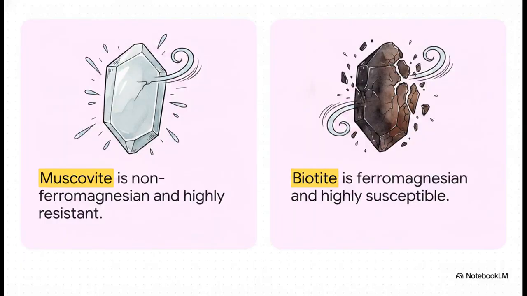But hey, it isn't just structural density that matters here. Chemical composition radically changes how vulnerable a mineral is to the elements. Let's compare two of those layered phyllosilicates, the micas. Muscovite, or white mica, is non-ferromagnesian, found in acid igneous rocks, and is notably resistant to weathering. Now contrast that with biotite, or black mica. Because biotite is ferromagnesian, meaning it contains iron and magnesium, it's actually highly susceptible to weathering.